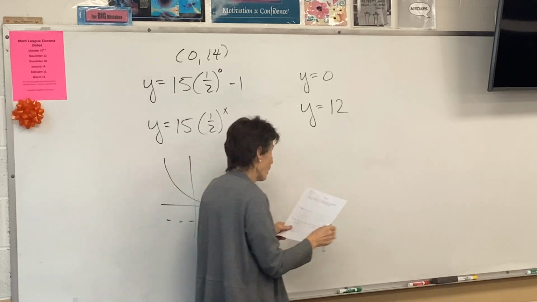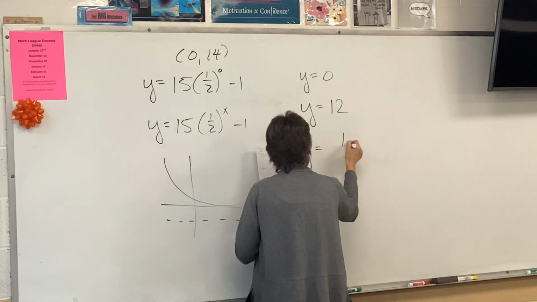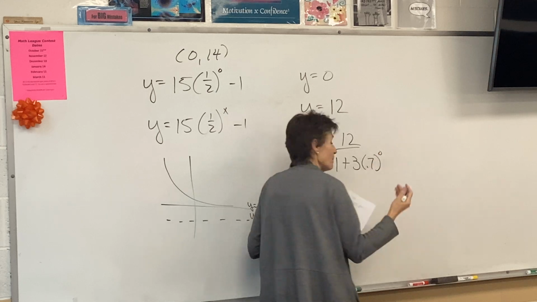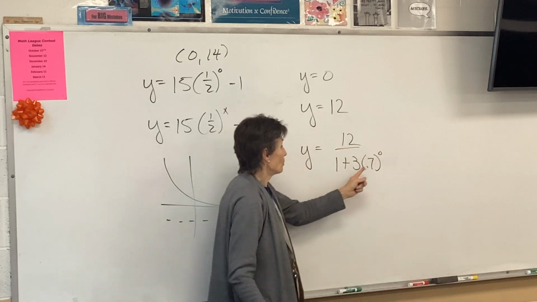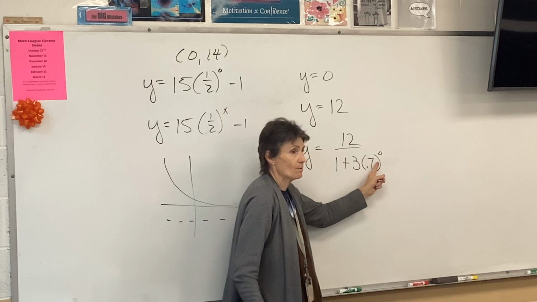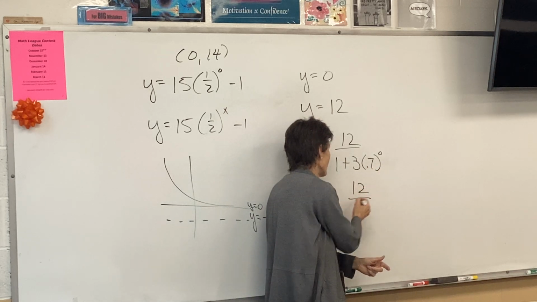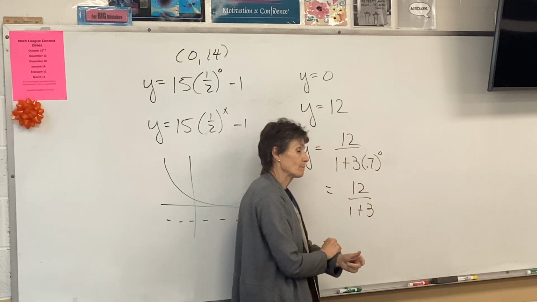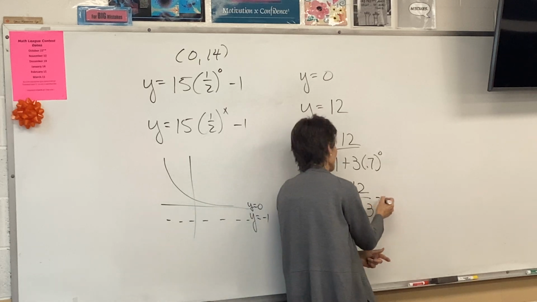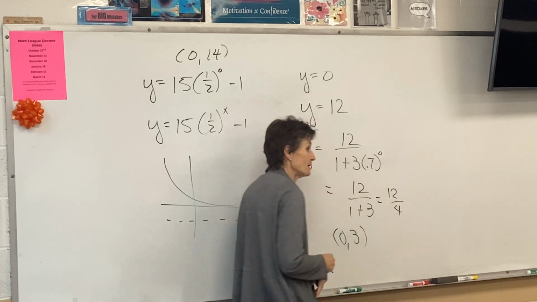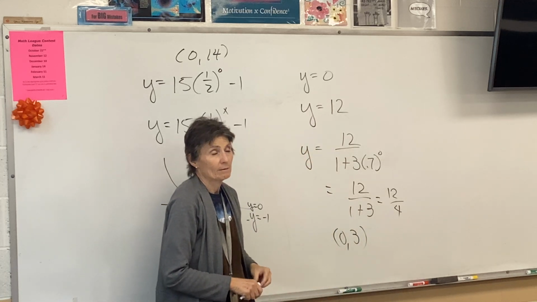Now, how do we find the y-intercept? Set x equals 0. Yep, put in 0. And I'm not going to panic. My gosh, what's 0.7 to the 0? 1. So I have 12 over 1 plus 3, which is 12 over 4. So my y-intercept is (0, 3).